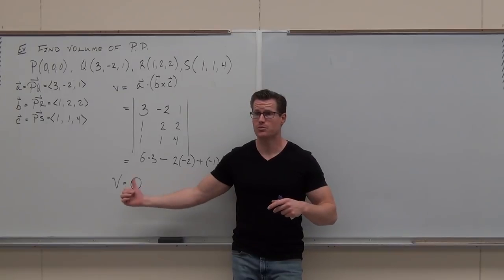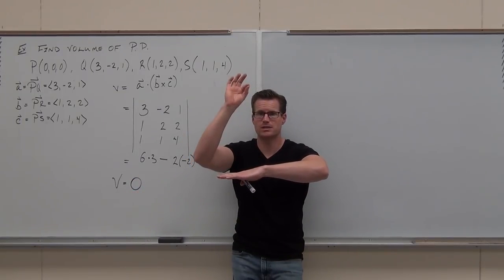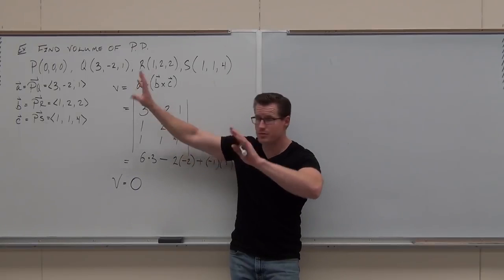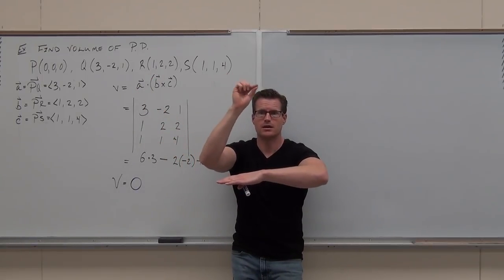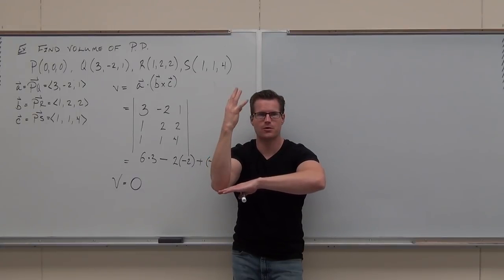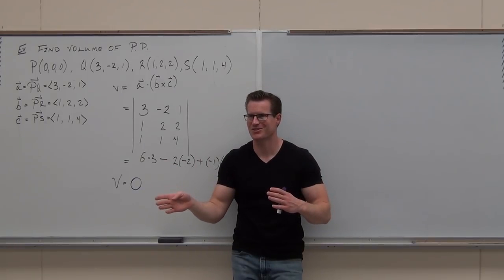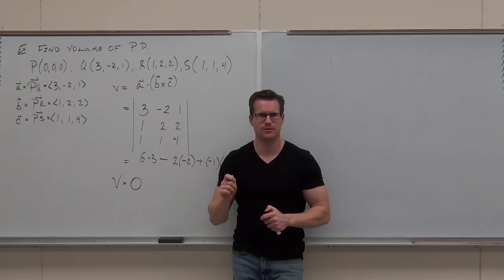If you have a volume of 0, it means that you have no height, which means that the point that's not in the other 3 points' plane is in that plane. If your height is 0, it means the 4th point is in the same plane as the other 3 points. Isn't that kind of cool? It means you have something that's coplanar.